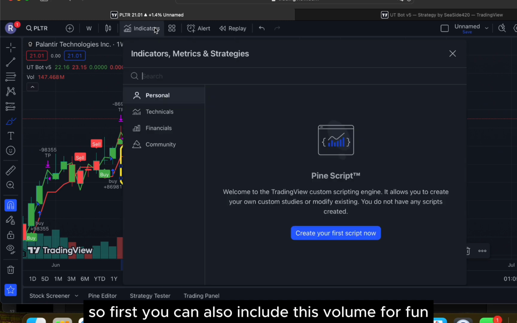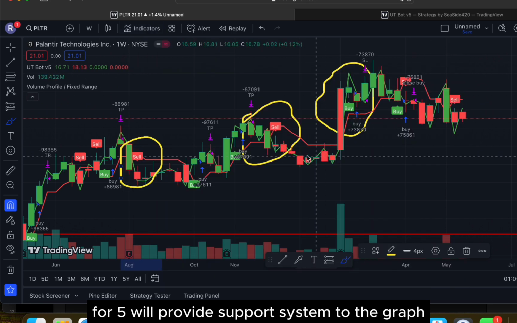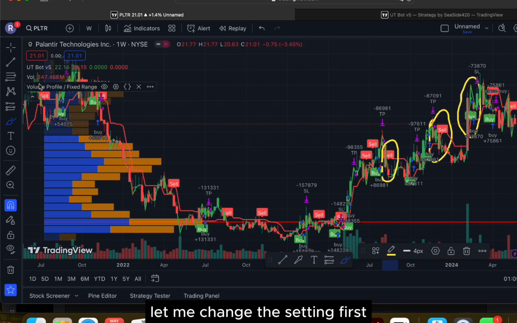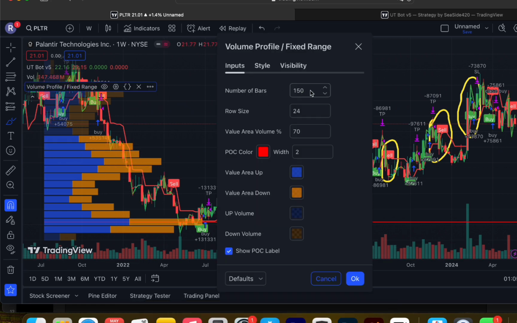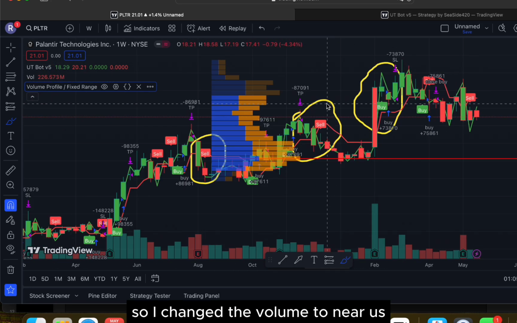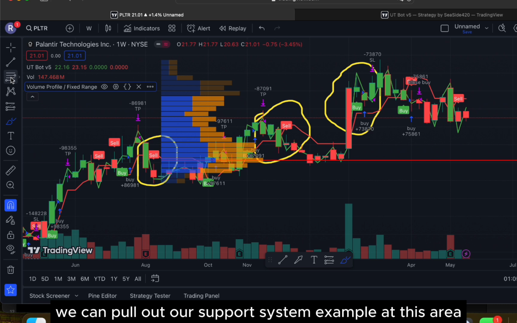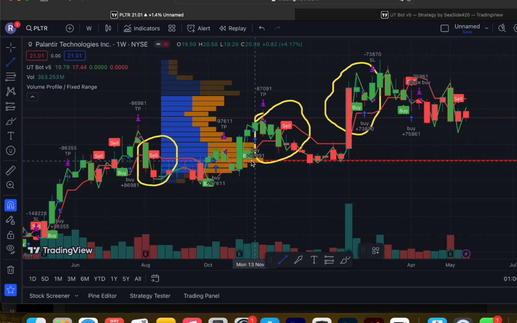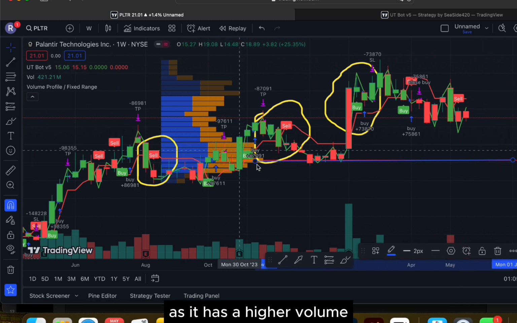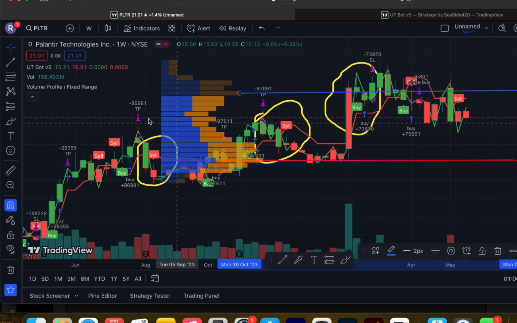First, you can also include this volume profile as a reference, as the volume profile will provide support and resistance to the graph. Let me change the setting first. I changed the volume to nearest. Here, with the volume, we can plot out our support and resistance. For example, this area will be one strong support or even resistance, as it has a higher volume, and one more point maybe here, and one more.